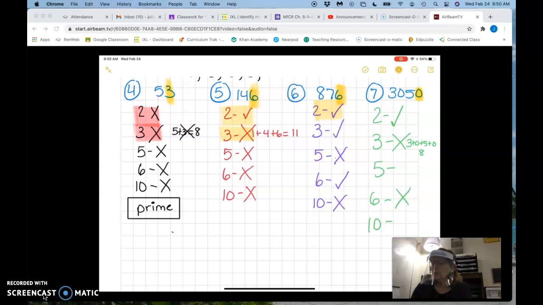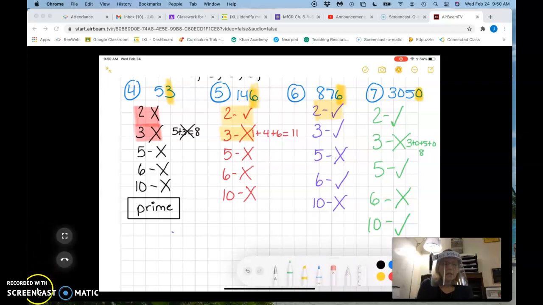Does it end in a 0 or a 5? Yes. Does it end in a 0? Oh, we already said that. So those are the numbers that would be divisible by 3,050. And that's all for today. We're going to have to do a little more of the video tomorrow so I can do a couple more examples on factoring for you.